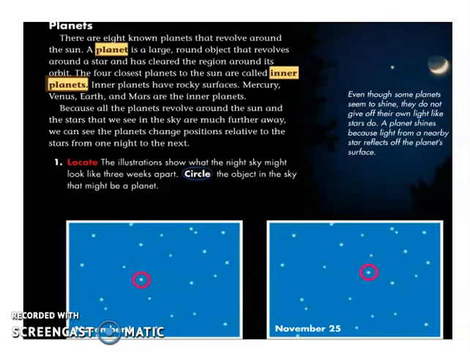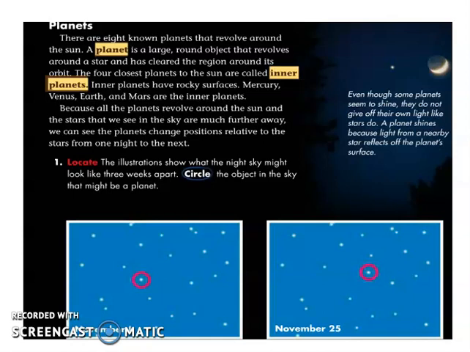Okay, but we will just study, based on your level, the inner and outer planets and some dwarf planets also. But let's start with the inner planets. The 4 closest planets to the sun are called the inner planets. Inner planets have a rocky surface. The 4 inner planets, or rocky planets, are Mercury, Venus, Earth, and Mars.